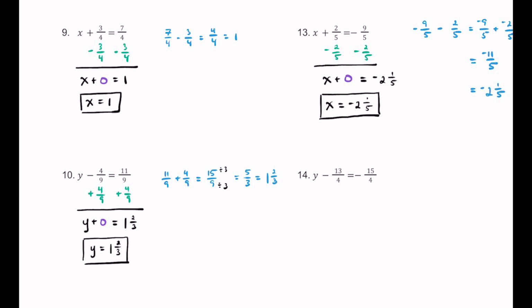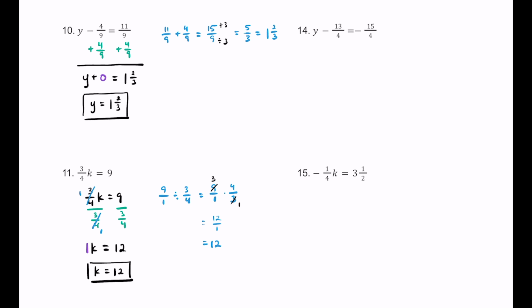There we go. Cool. For number 14, what we're going to do is add 13/4 on the left side and do the same thing on the right side using the addition property of equality. And on the left side, that negative 13/4 and positive 13/4 are going to make 0. So we're going to get y plus 0 is equal to. And on the right side, we have this negative 15/4.